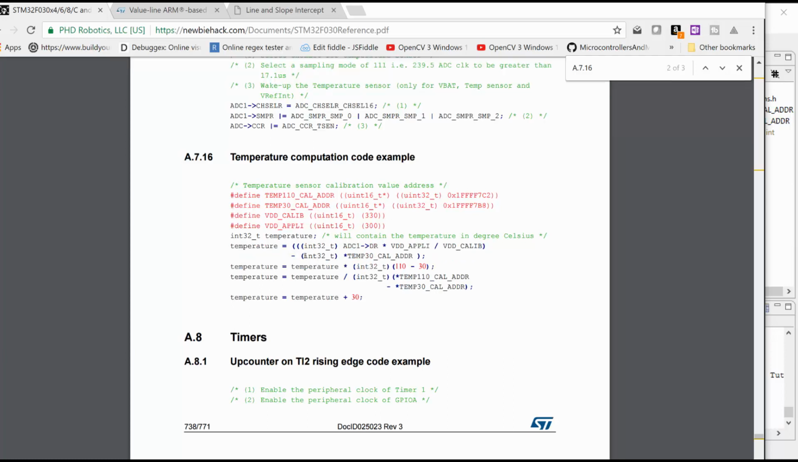So I guess the moral to this story is, don't always trust the reference manual to be correct, and always verify whatever you're doing in code, verify it according to what you'd expect it to be.